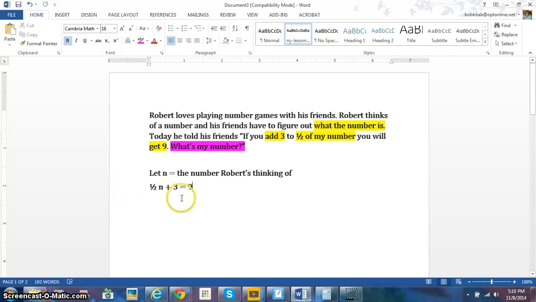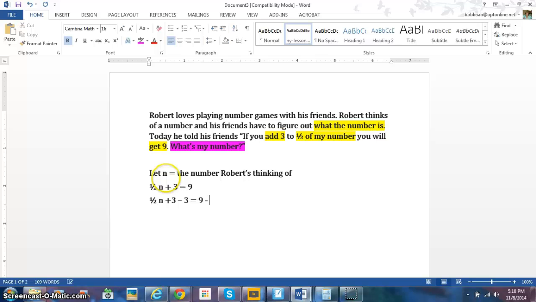We know that we need to isolate the n. We want to get the n alone and we want to know what 1n is. So the first thing that we need to do is we need to use the additive inverse of the 3 to make our constant 0 here. So let's rewrite that. 1/2 of n plus 3 minus 3 will equal 9.